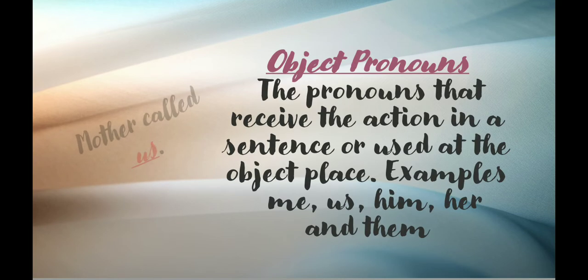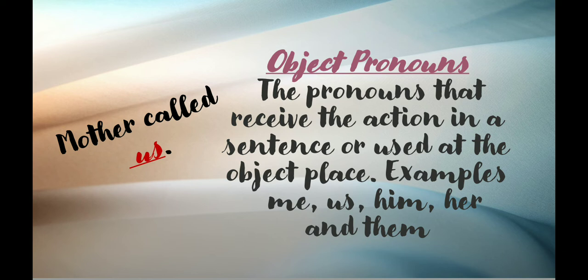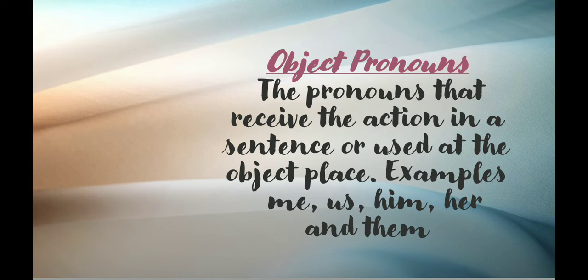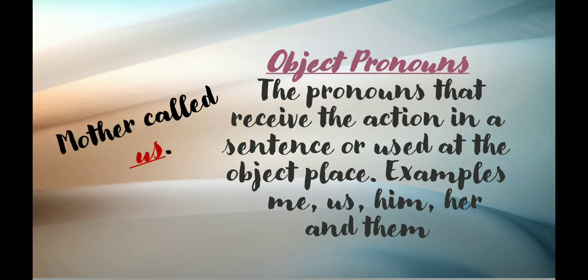Number 2, object pronouns. The pronouns that receive the action in a sentence or used at the object place are object place pronouns. Examples: me, us, him, her, and them all are examples of object pronouns. Example sentence: mother called us.